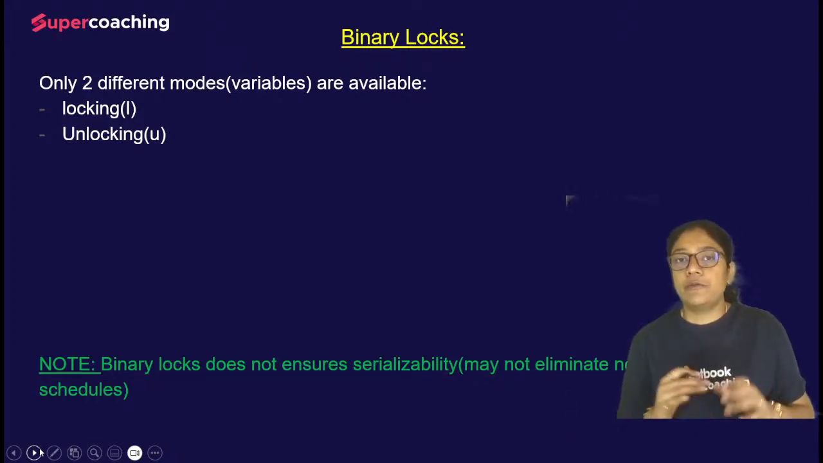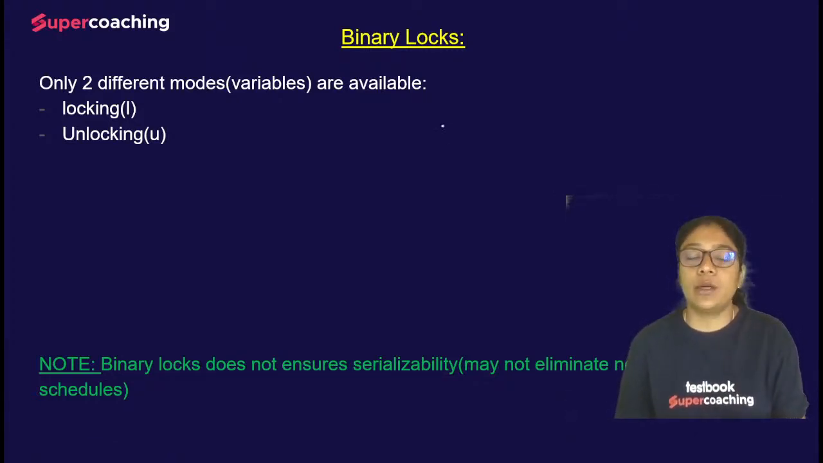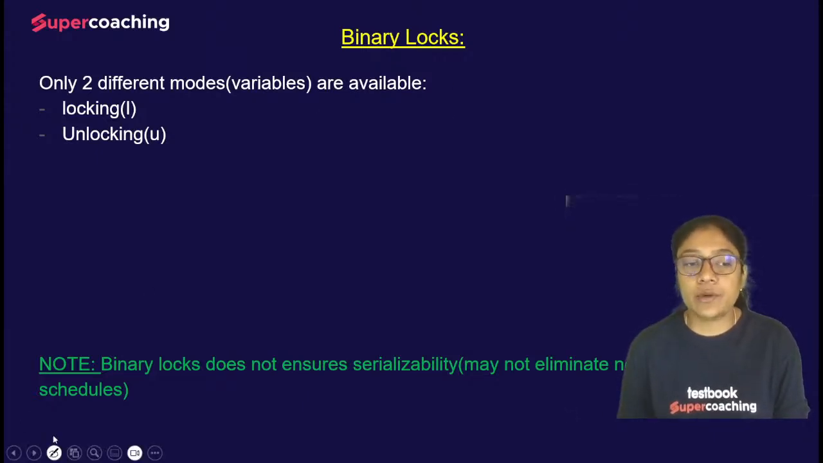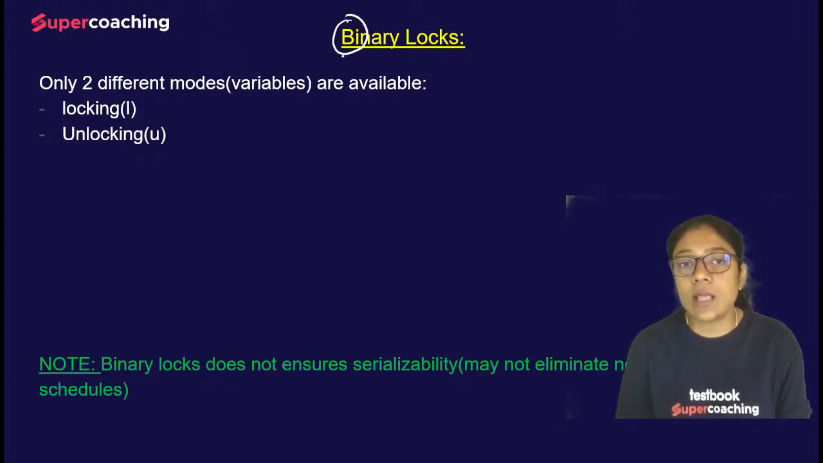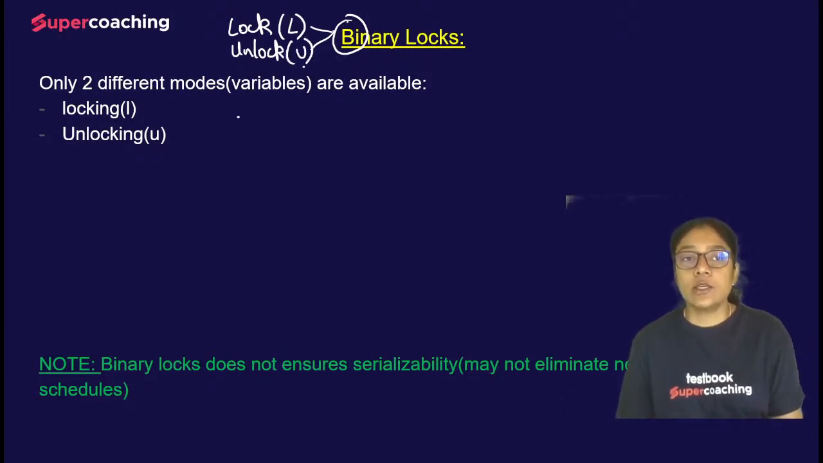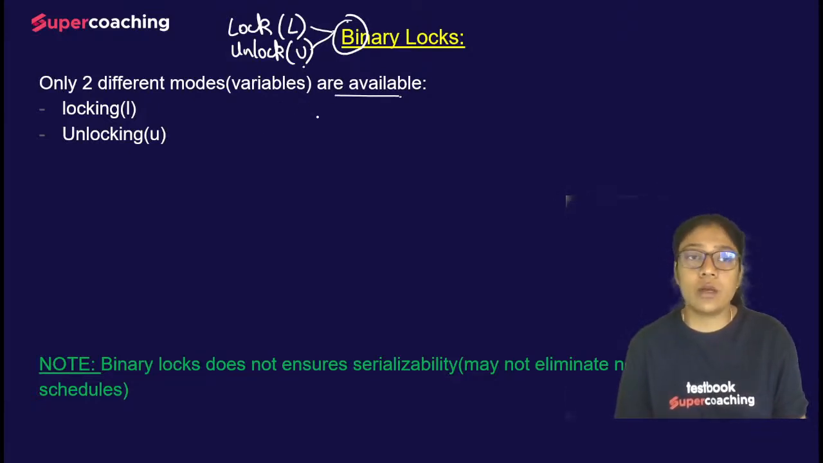So the very first concept from the locks is the binary locks. We know the meaning of binary. Binary means two. That means here we have two modes of the lock. One is known as lock and the other one is unlock. For lock, I'll be using L to represent it, and for unlock, I'll be using U. So there are two different modes available for the binary locks: the locking mode and the unlocking mode. L is representing the lock and unlocking is represented by U.